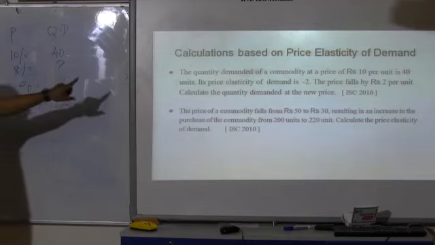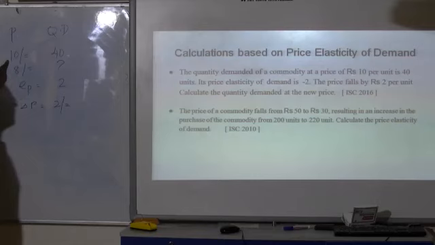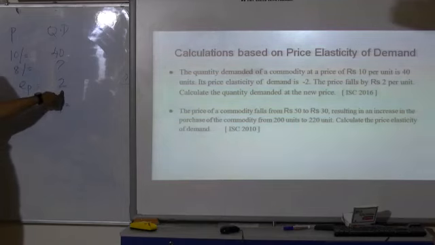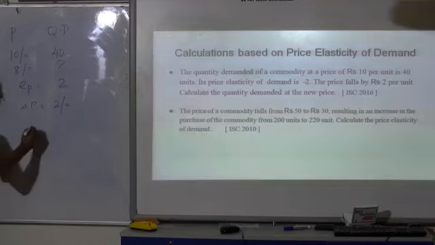Once again, the quantity demanded of a commodity at a price of rupees 10 per unit is 40 units. Its price elasticity of demand is 2, not minus 2. Forget about the minus. The price falls by 2 rupees. Delta P is 2. Delta P is the change in the price. So what is the new price? It's 8 rupees. Now, let's look at the formula.